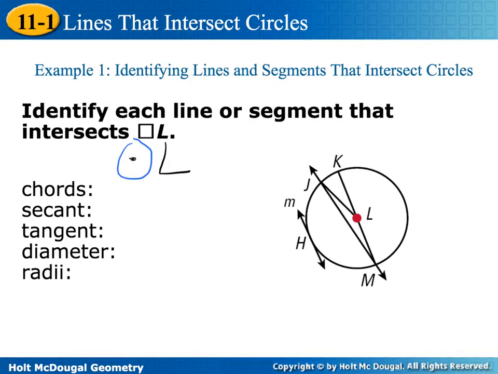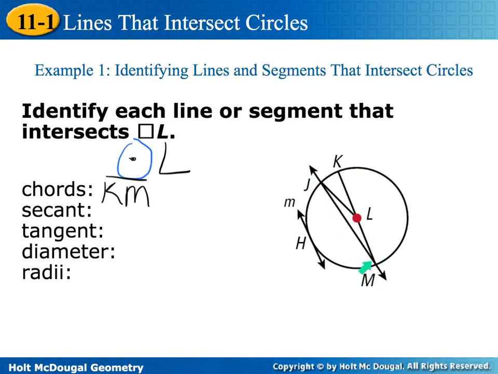All right, so let's name all the chords. A chord is a line that lies on the circle at 2 points but doesn't go through it. So K to M is the chord. Okay, there's also another chord. It might be hard to see right now. So if I look at this circle, a chord is a line that only touches on 2 points.